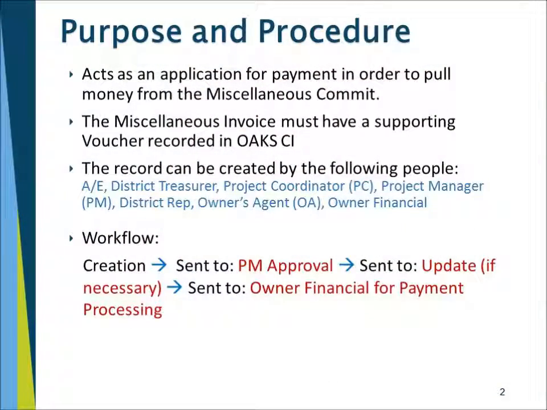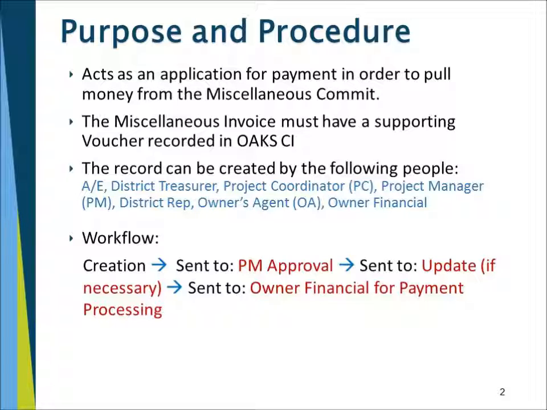A miscellaneous invoice is an invoice from a vendor who does not currently have a contract in Oak CI. It acts as an application for payment in order to pull money from that vendor's miscellaneous commit. The miscellaneous invoice must have a supporting voucher record in Oak CI.